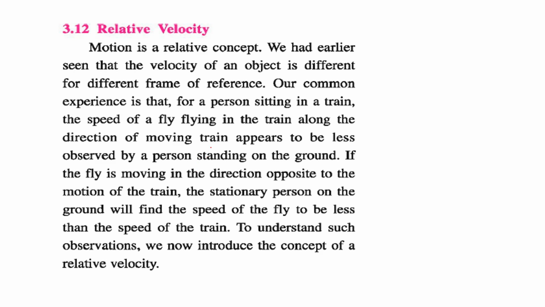Relative velocity. What is the concept? If you take a different frame of reference, the velocity will be different. And we always see that for a person sitting in the train, the speed of a fly in the train along the direction of the moving train appears to be less. Means if the train is going like this and the fly is also going like this, the speed is going to appear less. But if the train is moving like this and the fly is coming like this, then the speed becomes more. The stationary person on the ground will first of all find it higher.